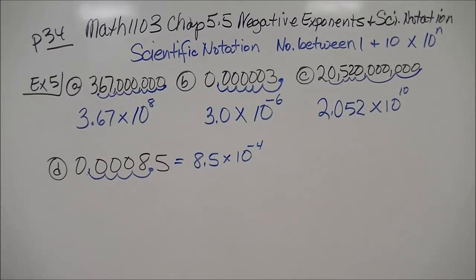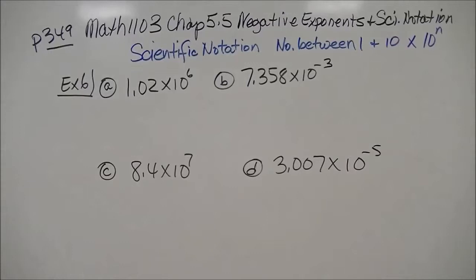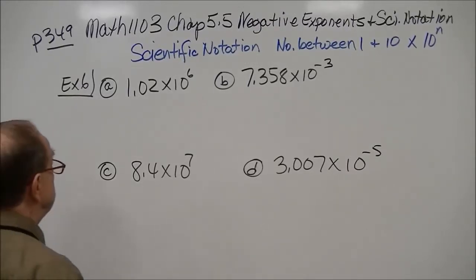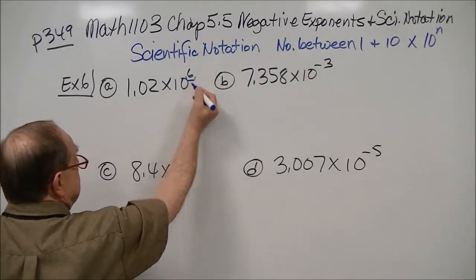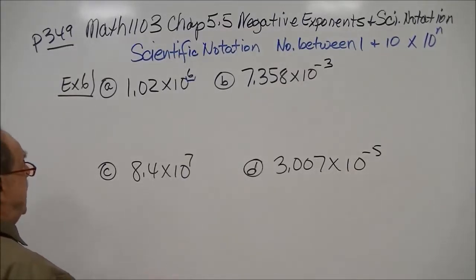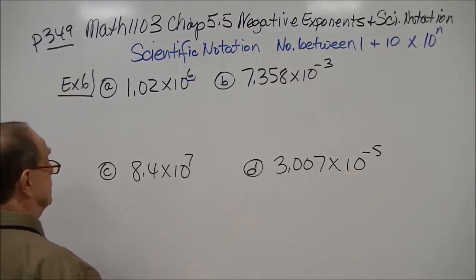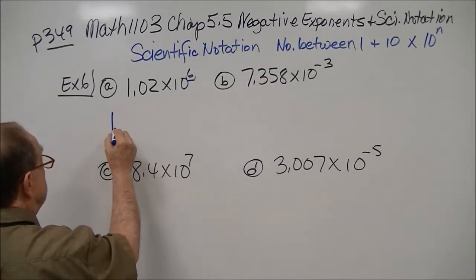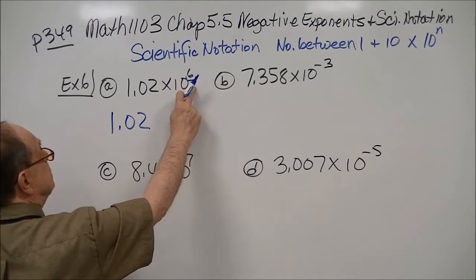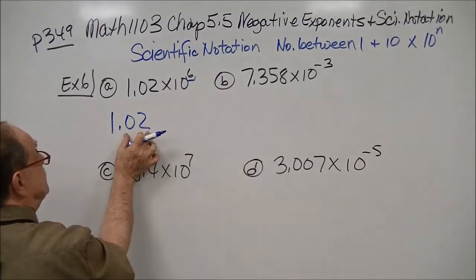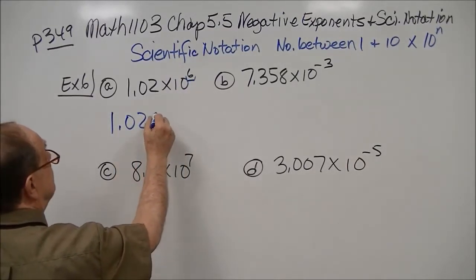Now, we're going to undo this and go from scientific notation to standard notation. Okay, now the key to this is how many places we are going to move, and then fill it up with zeros. So here we have 1.02, and I need 6 places. So I have 2 here, so I have to add 4 zeros.